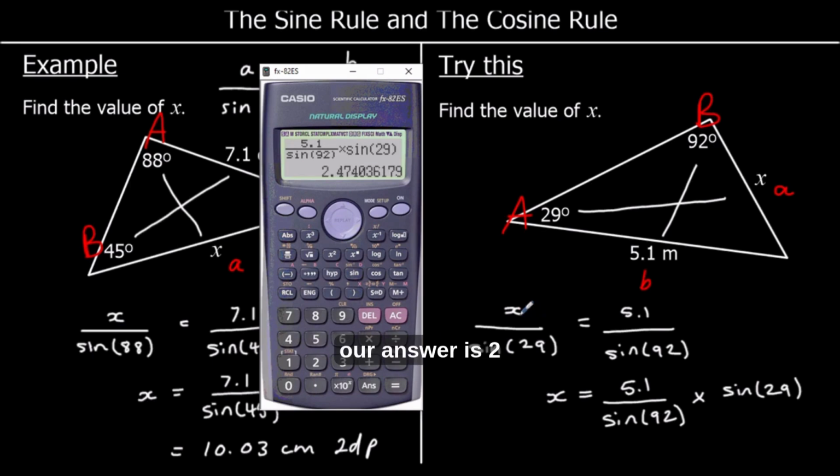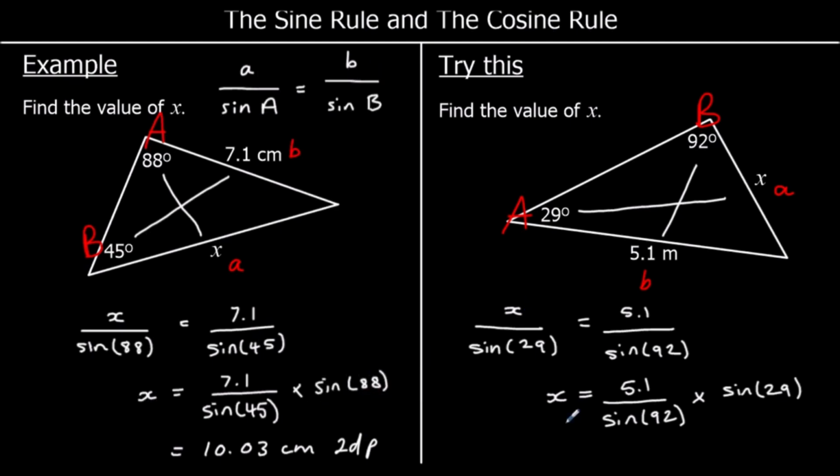And our answer is 2.47 to 2 decimal places. It's meters to 2 dp.